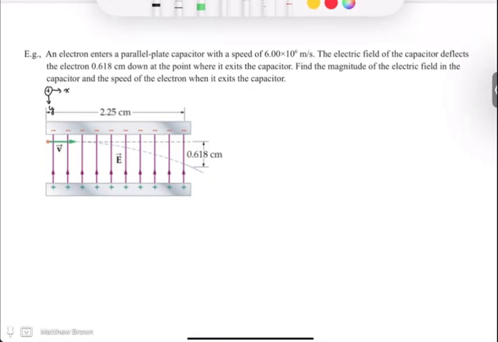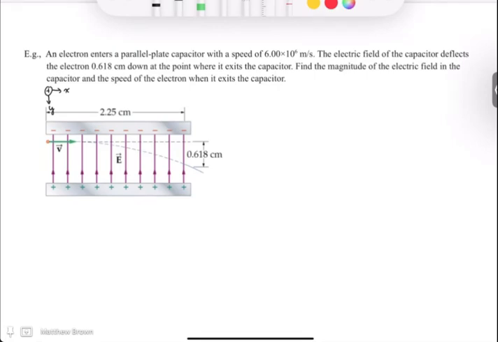Well, I need to know the force, right? If I'm going to get the electric field, I need the force. In order to do that, I know force is ma, F equals ma. So I need the acceleration of this thing in the y direction.